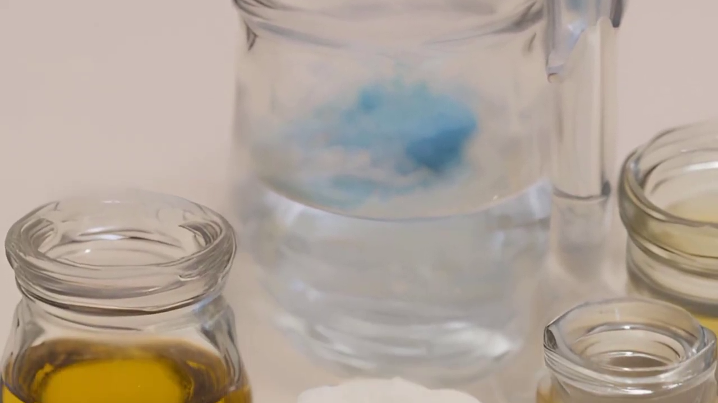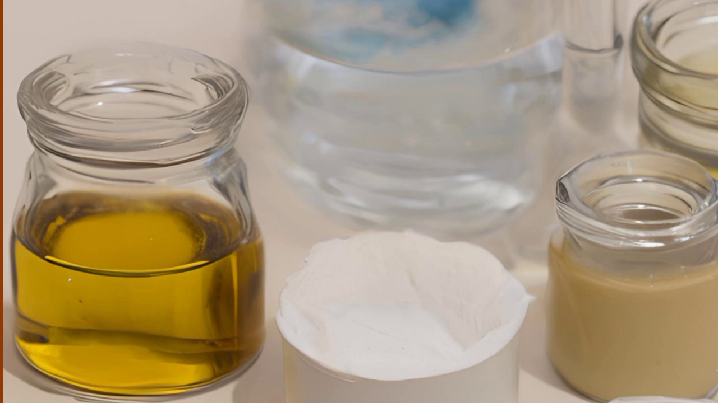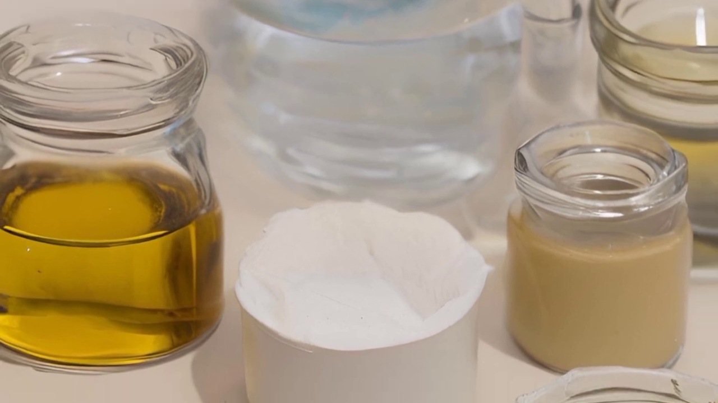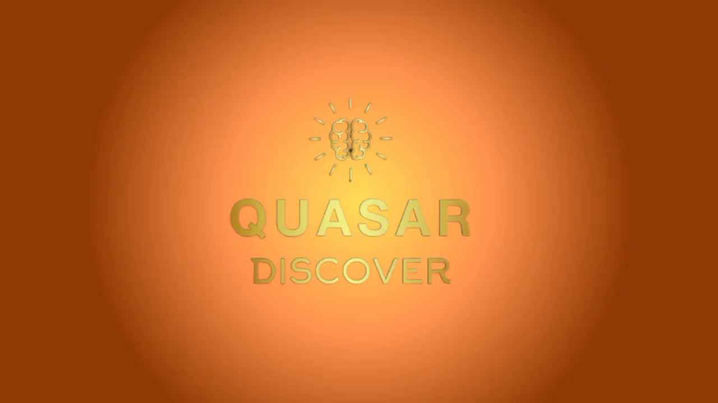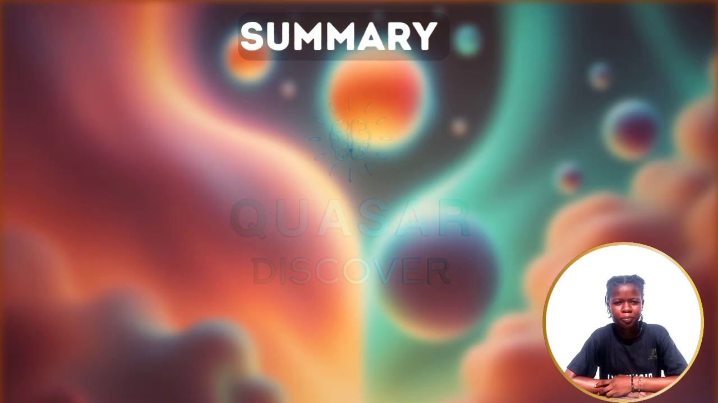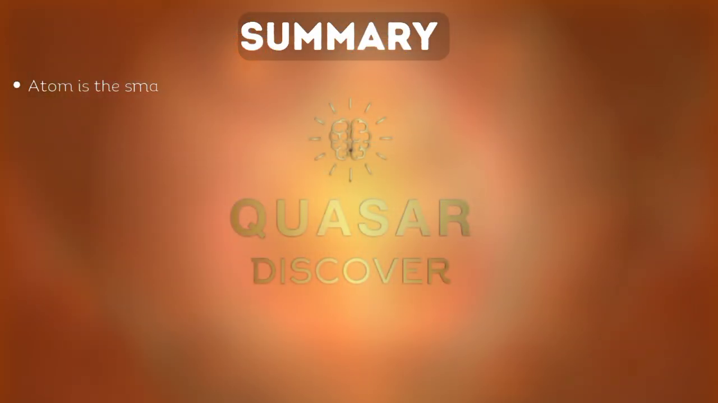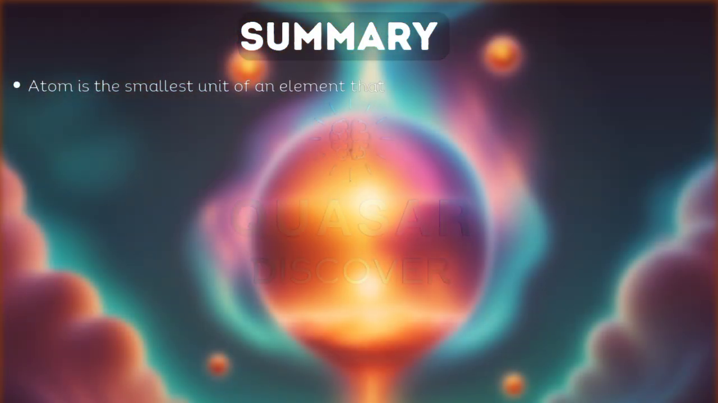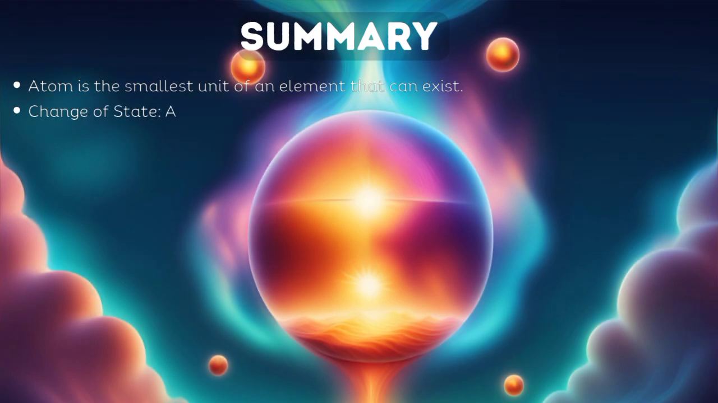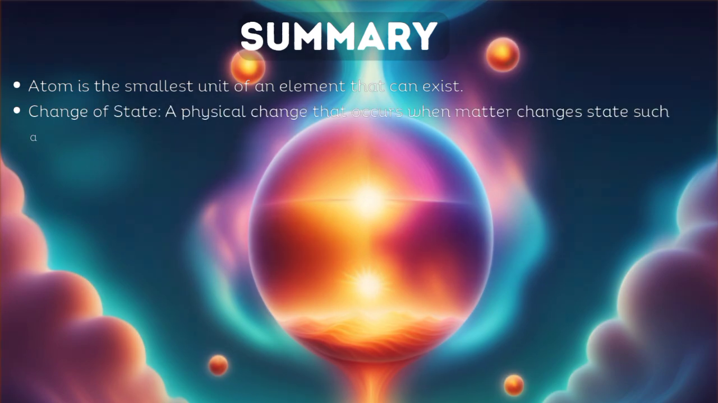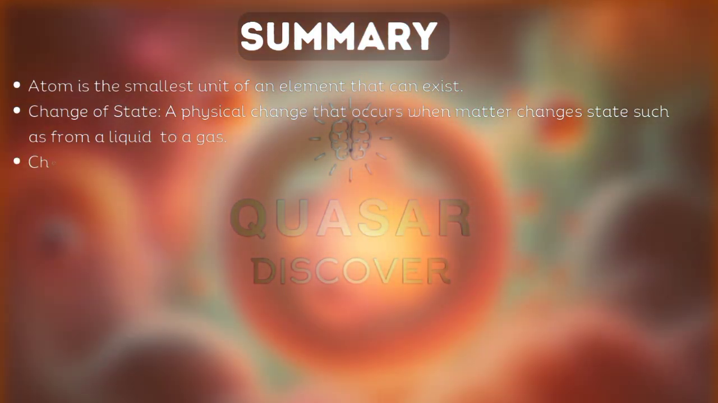A compound. A compound is a substance made up of two or more elements. For example, water is a compound. In summary, a compound is a substance made up of two or more elements. Atom. An atom is the smallest unit of an element that can exist. Change of state. A physical change that occurs when matter changes state, such as from a liquid to a gas.